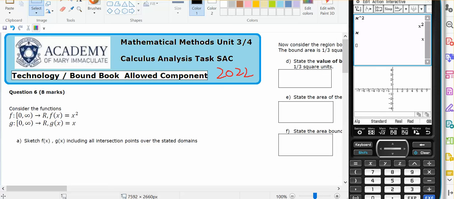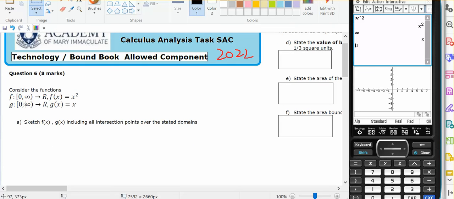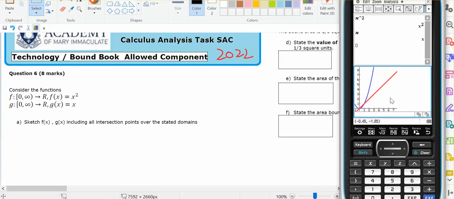This is question number 6. So we have f, which is x squared, and we have g, which is x, and it's only from 0 to infinity. And obviously we have this parabola, and we have this line x. We're only looking from 0 to infinity. And I'm asked to draw it.